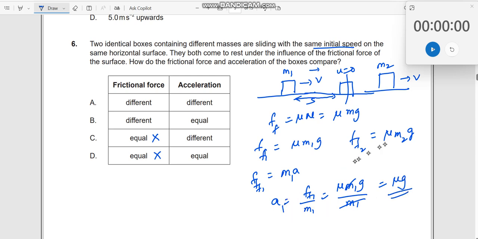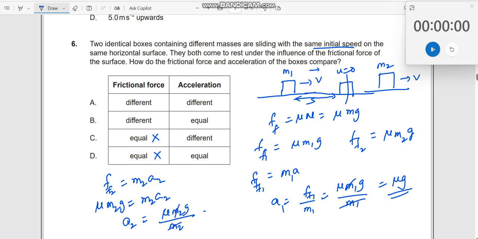Similarly, if you do it for the second one, what do you get? Ff2 is equal to m2 into a2. This is mu times m2 into g equal to m2 into a2. So a2 should be equal to mu times m2g divided by m2, which is equal to mu times g. So in both cases, it is mu times g, that means the accelerations are equal. So thus, the answer is: frictional forces are different and accelerations are equal.